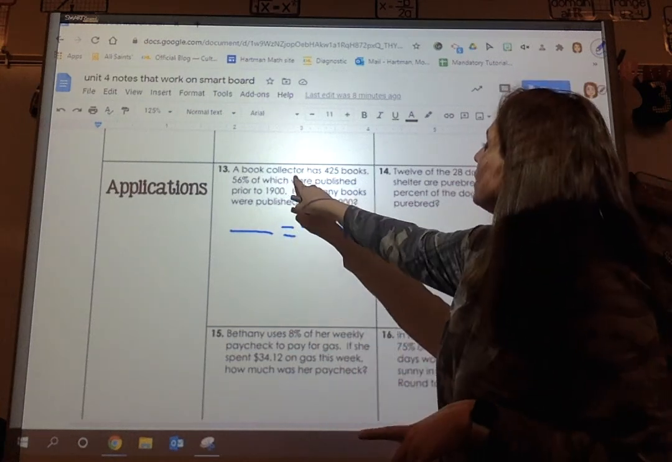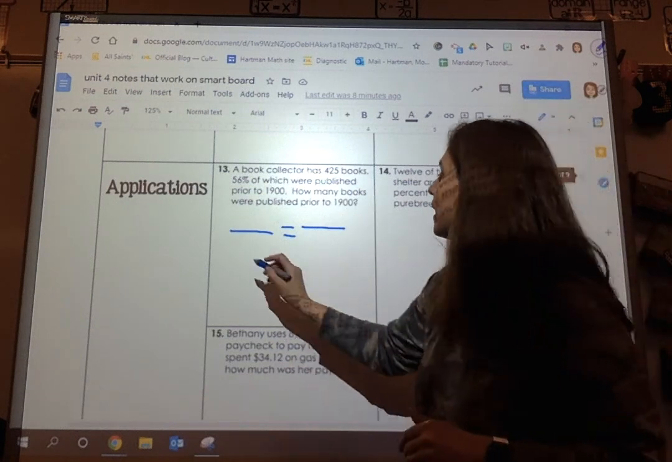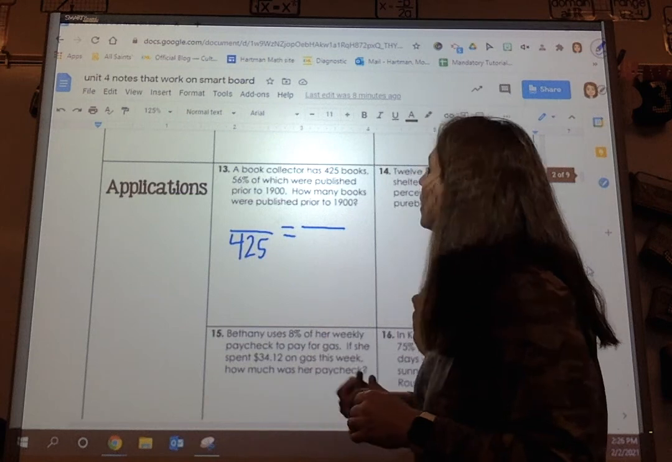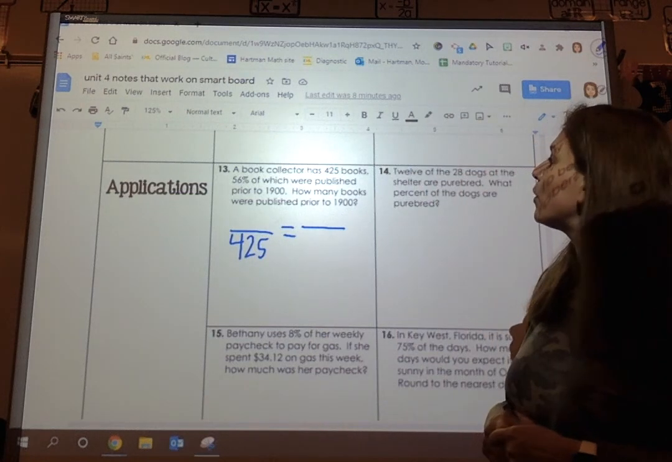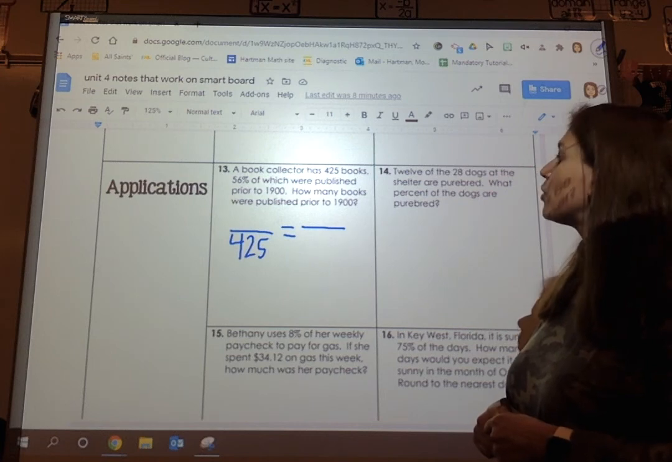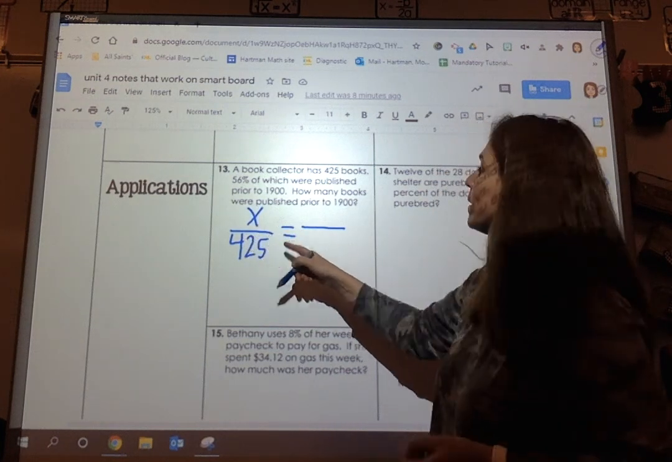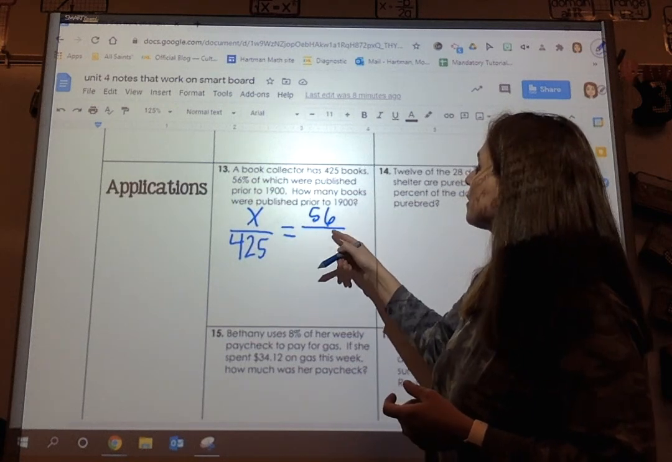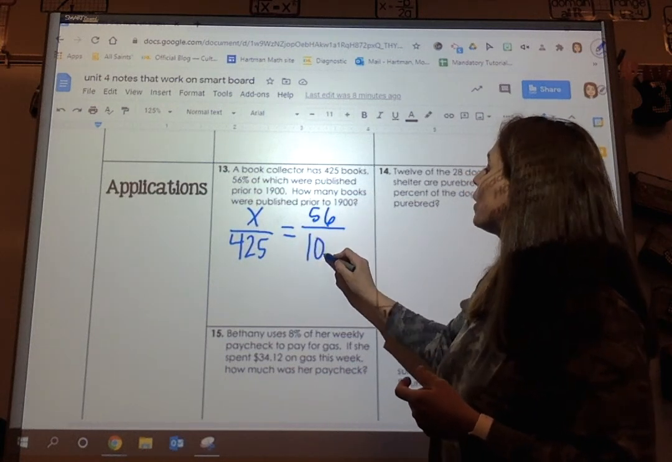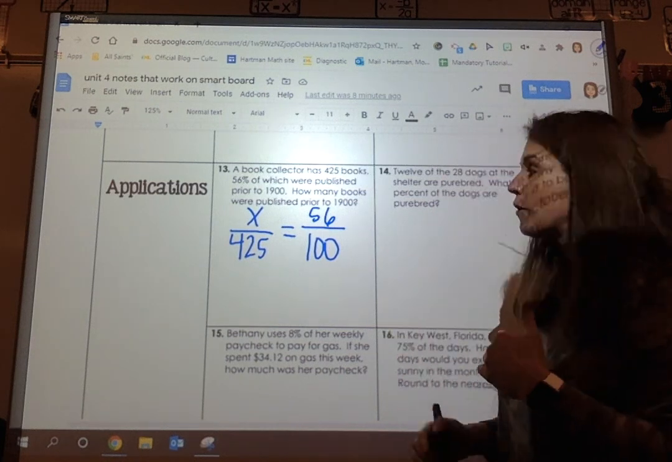It says a book collector has 425 books. That's the total that he has, 425. 56% of which were published prior to 1900. How many books were published prior to 1900? So I'm looking for that is piece, that small piece. I know 56 is a percent, so it's going to go up top, and 100 always goes on bottom. Is over of equals percent over 100.